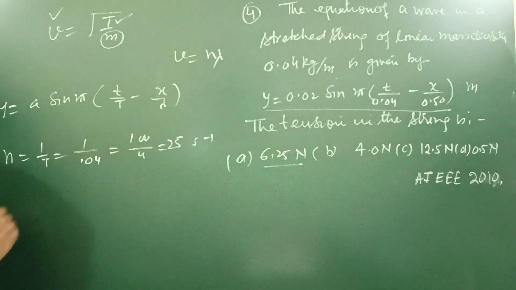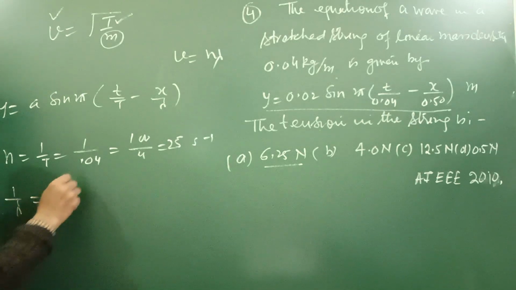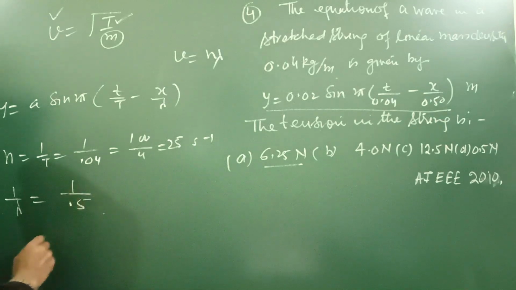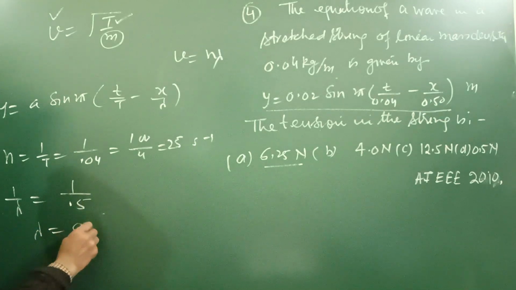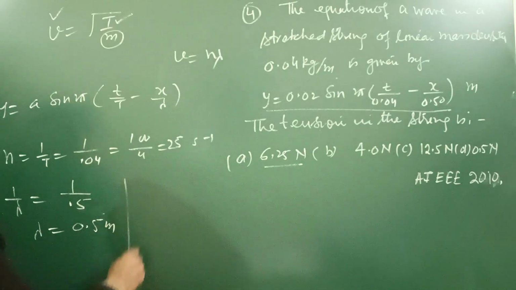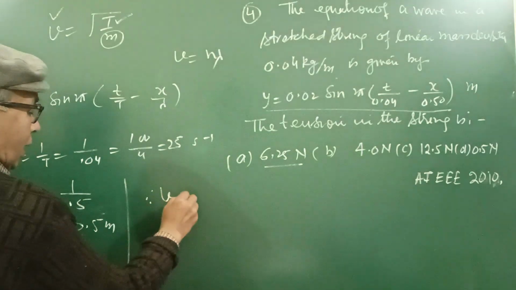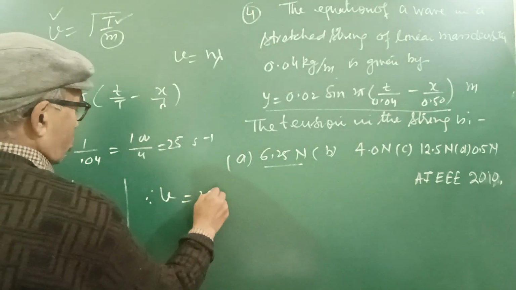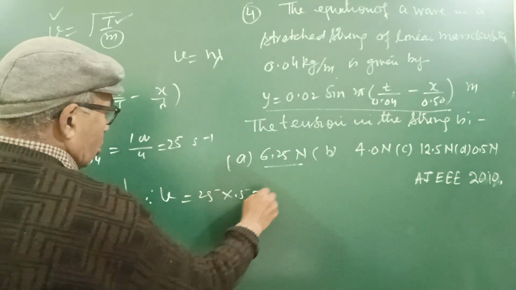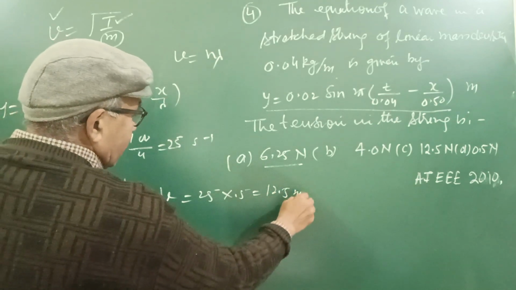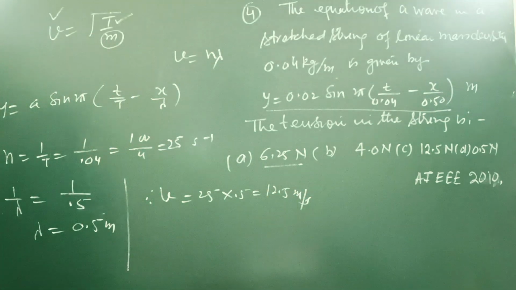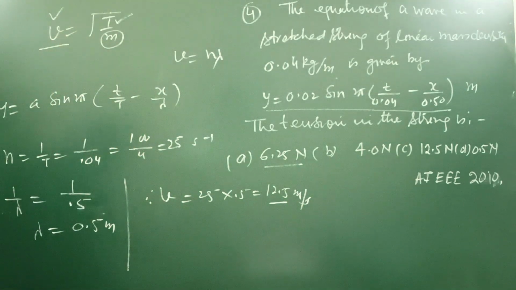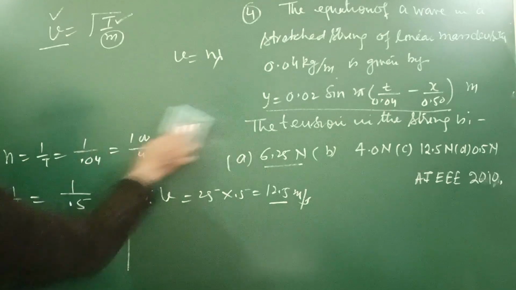And then 1/λ = 1/0.05 meter, so λ = 0.5 meter. So v = nλ, that is, 25 into 0.5 = 12.5 meter per second. Use this velocity, 12.5 meter per second, here. So what will we get?